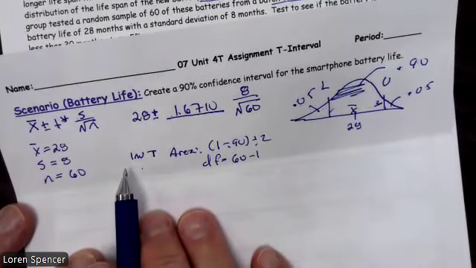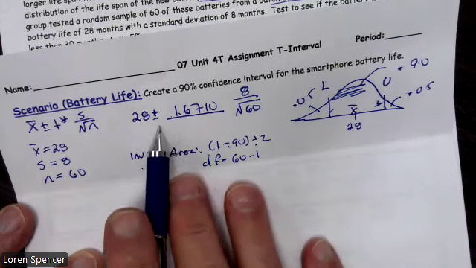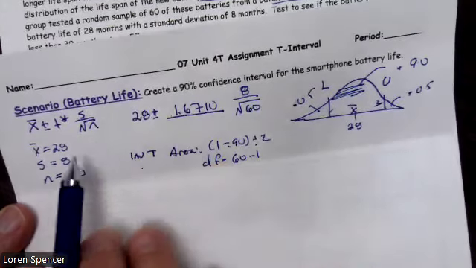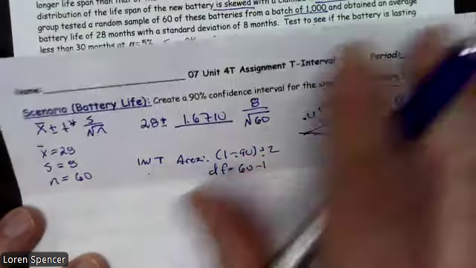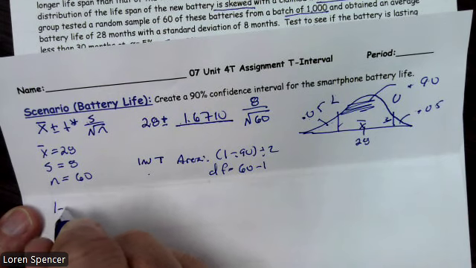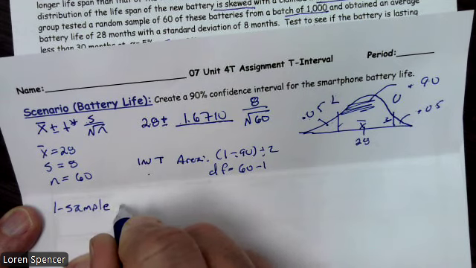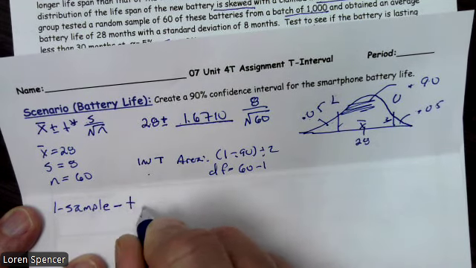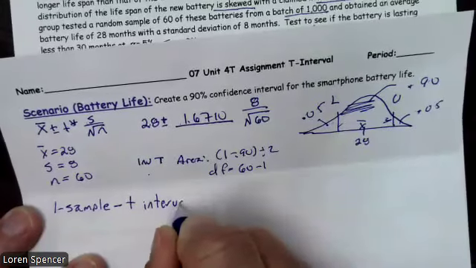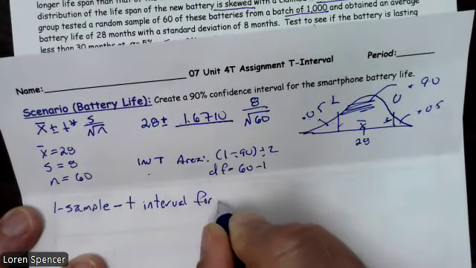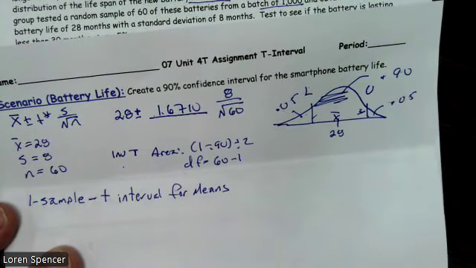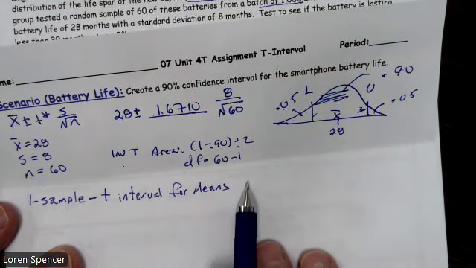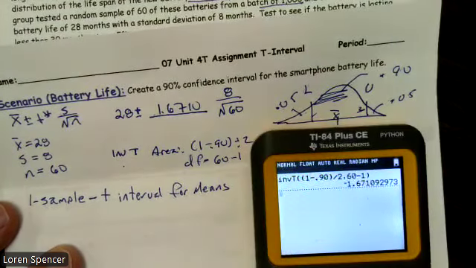The next thing I need to do, having plugged in, is ask what is the name of this test? How many samples were there? It was one sample. And it was what distribution? A t interval for means. All right, so we have that. And now I'm going to run my test and get my interval.